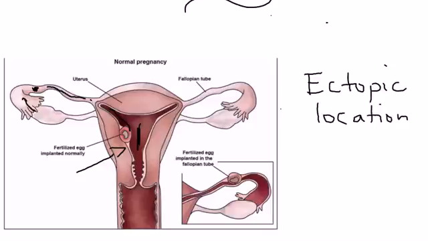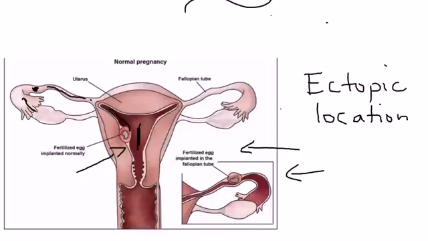And there's several locations, but the most common of which is shown here, being the fallopian tube. There's other locations like cervix or abdominal or pelvic cavity, but by far the most common is the fallopian tube. So why is this a problem? Why is this scenario a problem?